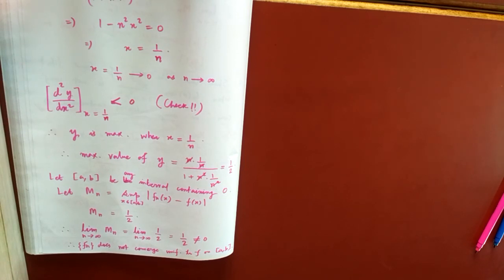So I will just do these 2 questions on the Mn test. There are many questions in your book, in your exercise. You please solve those using the Mn test. If you are facing difficulty finding the maximum value, you please ask me. But the process is very simple. So this completes the uniform convergence topic.